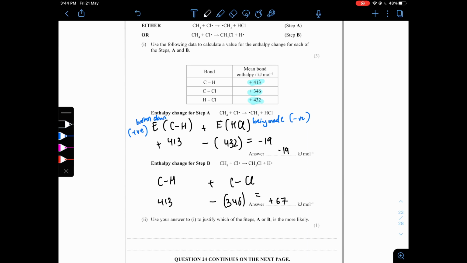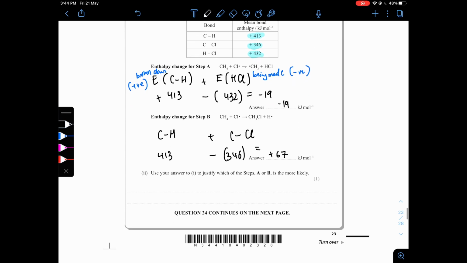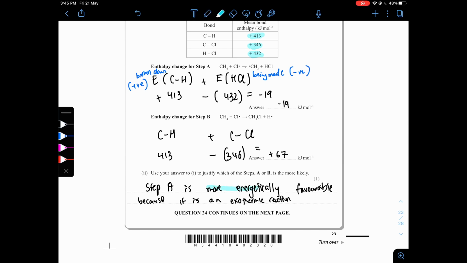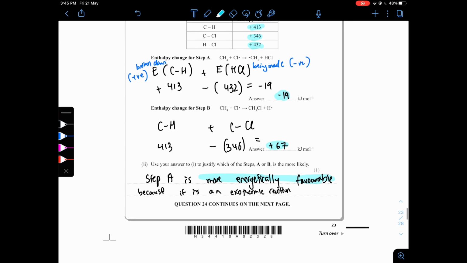Use your answer to part I to justify which of the steps is more likely. Which of the steps is more likely? Step A is exothermic. It doesn't take in energy, it gives off energy, so it's more energetically favorable. So you can say that step A is more energetically favorable because it is an exothermic reaction. The key thing here is that it's more energetically favorable, and that is due to the negative sign you can see here, it's an exothermic reaction.